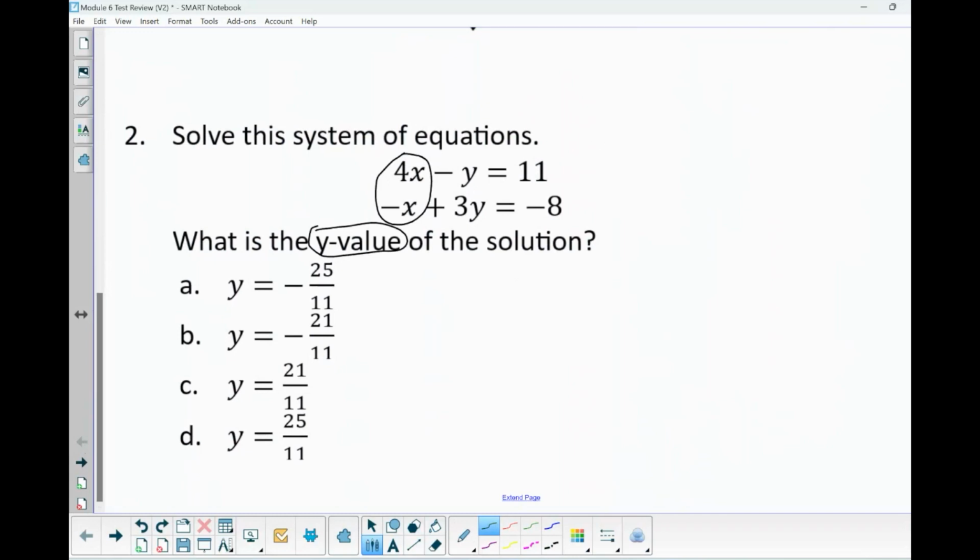So step 1, make sure our variables are aligned. Well, I've got x's with x's, y's with y's. So step 1, good. Step 2, decide what letter to cancel. We're going to be canceling our x's. In order to cancel, we need same number, different sign. Well, I already have them different signs, so that part should be easy. I get to multiply by positives, and I need to decide what number to get them both to.